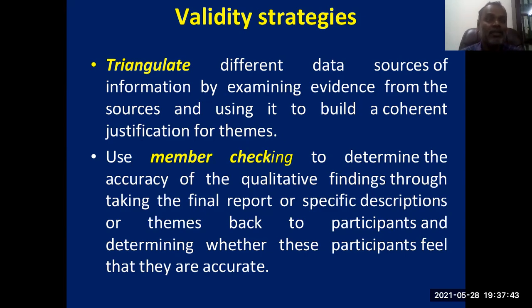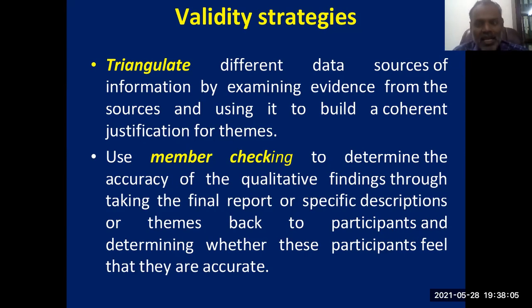If there are any big differences, then your data source is wrong, or the data source is giving you wrong information. So you need to triangulate your data using different sources. That is called triangulation. The second important strategy is using member checks.